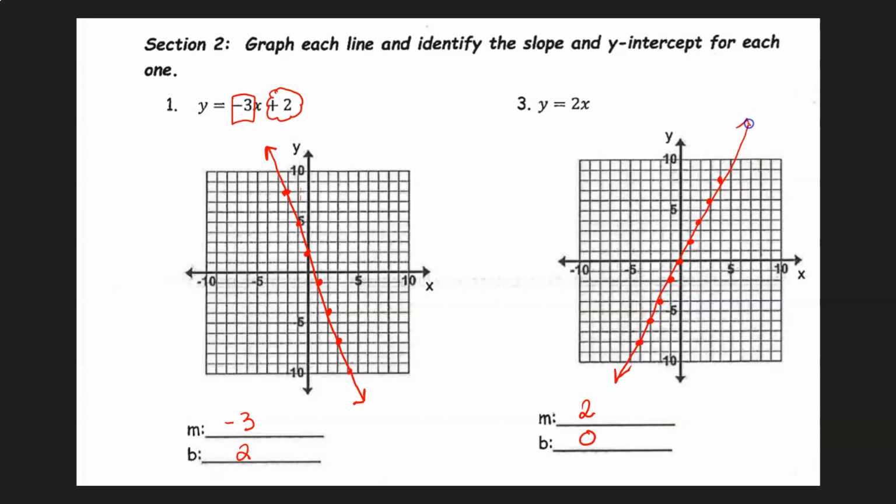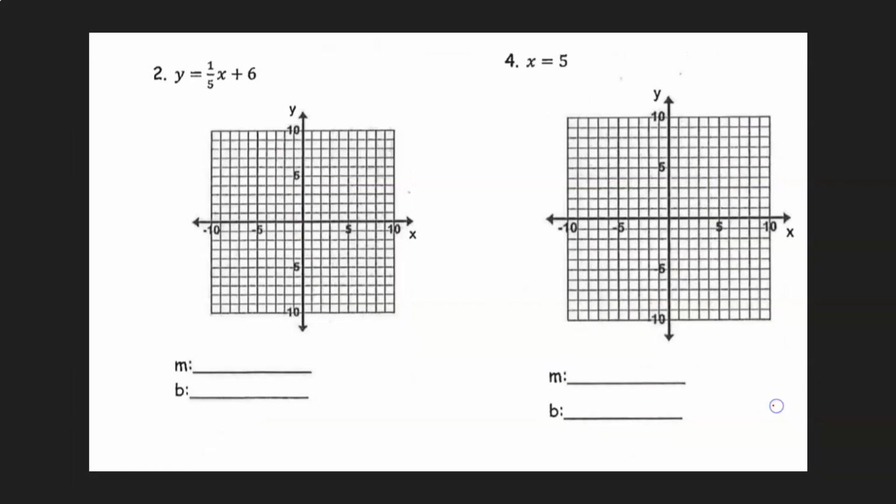There you go. Number 2, y equals 1/5 x plus 6. My slope is 1 over 5. My y-intercept is 6. So up 1 over 5. The opposite going the other way.